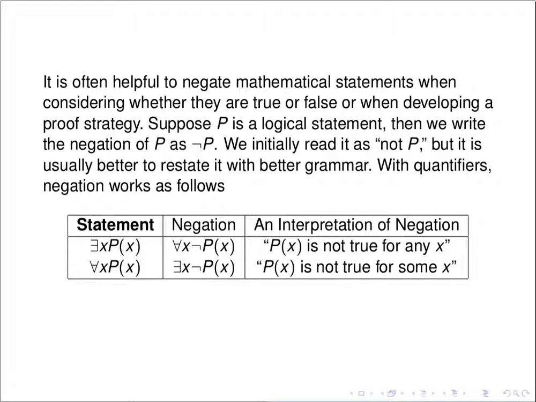Okay, and with quantifiers, that works as follows. Let's say you have a statement claiming that there exists some element x so that p of x is true. The negation of that is for all x, not p of x. So that would say that p of x is not true for any x. On the other hand, if the statement claims for all x, p of x is true, the negation of that is that there exists an x for which p of x is not true. So p of x is not true for some x.